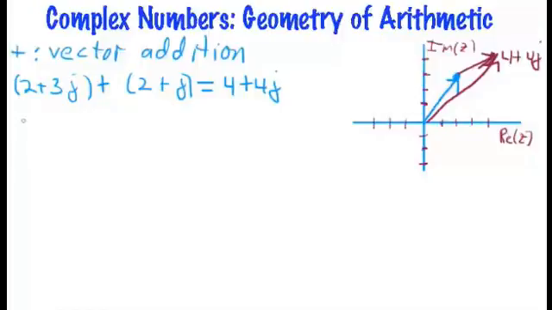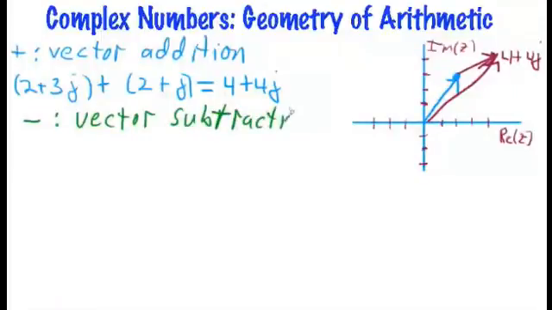Subtraction is exactly the same. Subtraction is just vector subtraction. I won't do an example of that. What about multiplication? We don't know how to multiply two vectors in the plane, but we can do complex multiplication. To fully understand this, we'll need Euler's formula and complex exponentials. But for now, we can do an example.